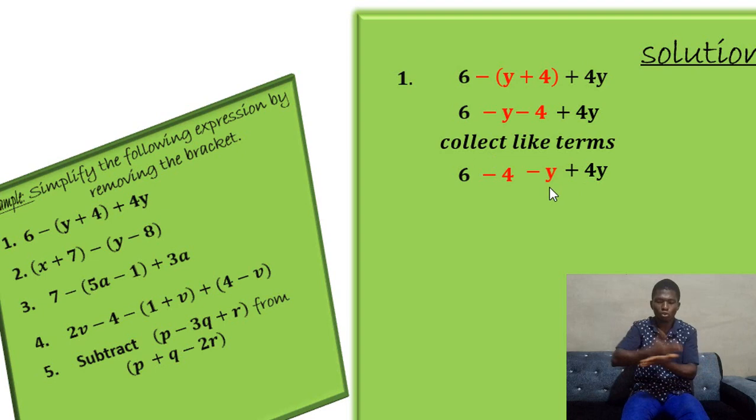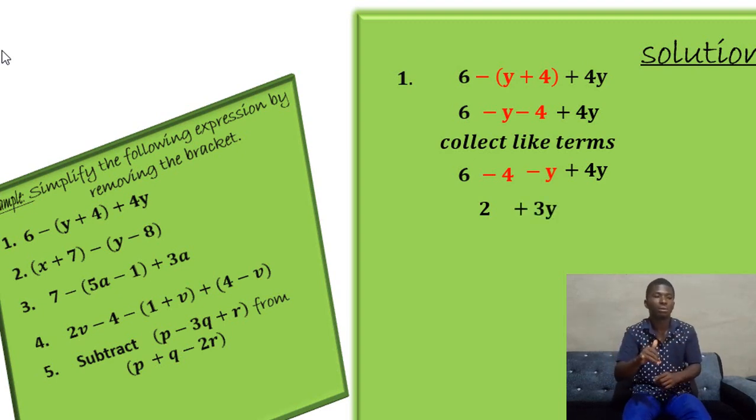So y and y are collected together on the same side. Then 6 and minus 4 are also collected on another side. So a kind of grouping. With that we can simplify 6 and minus 4 to be equal to 2. And here is minus y plus 4y. You are having a negative y and you are having a positive 4y. When you simplify, what do you have? That's a positive 3y.